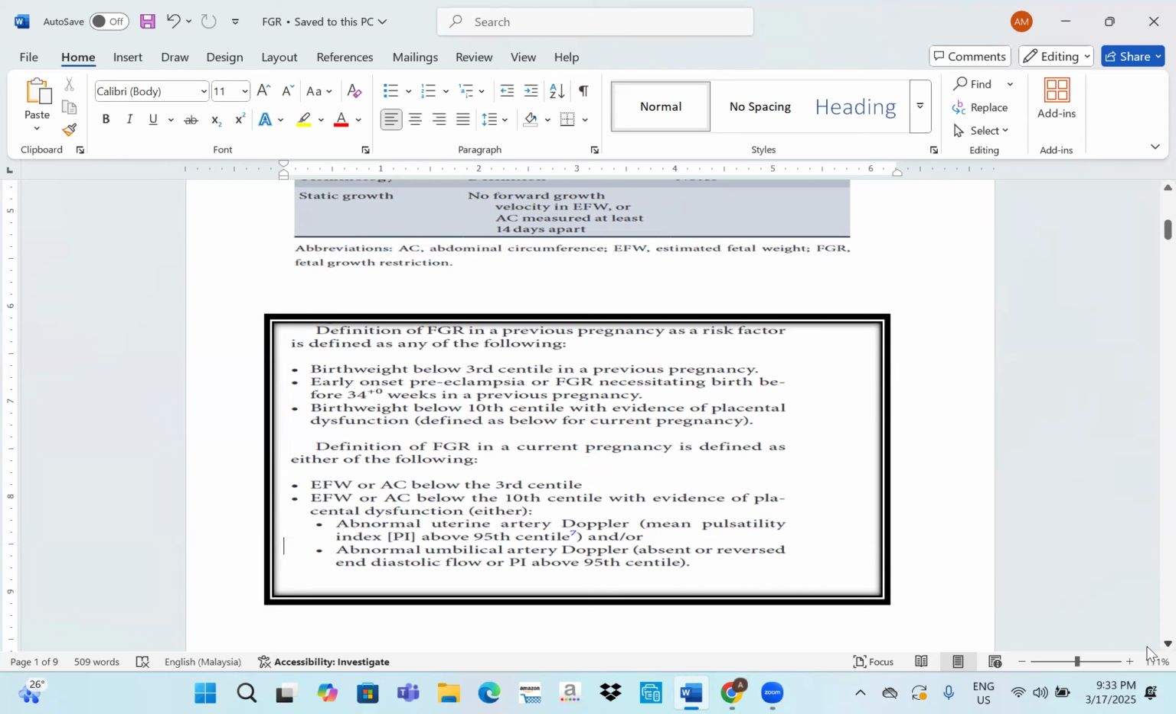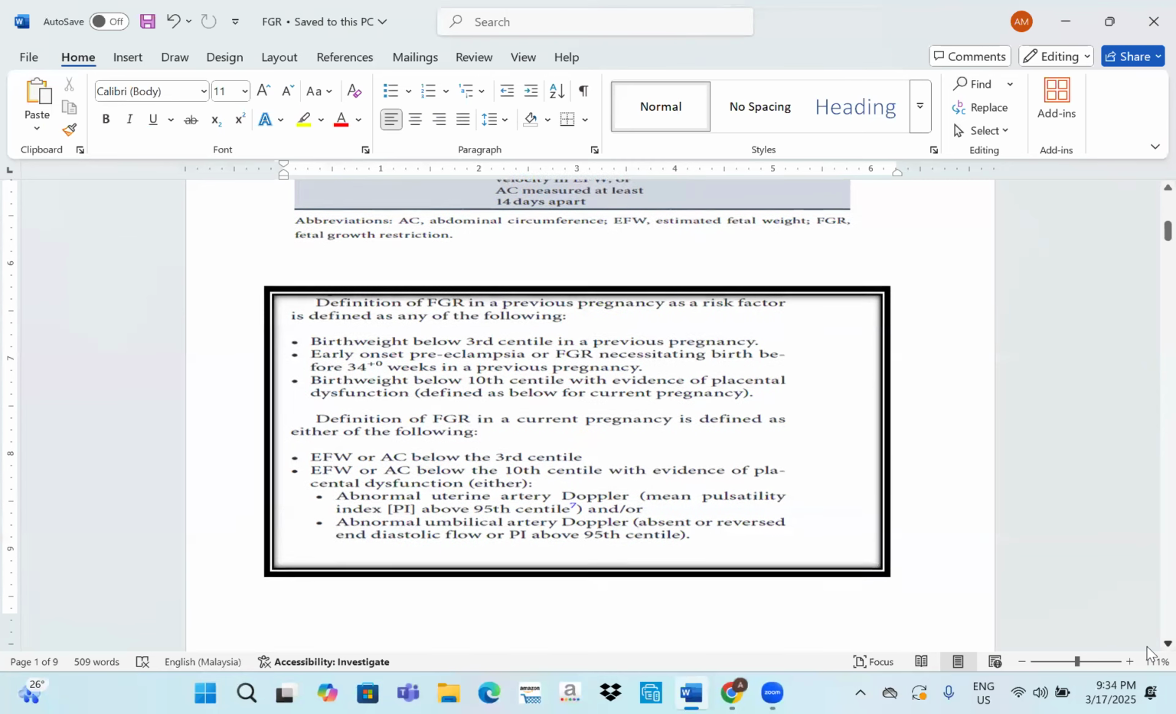So the previous and the current definitions should be in your mind along with the gestation of the early onset and the late onset. Because further in the guideline, they have explained on what basis you will say the patient has early onset FGR, and on what basis you will say it is the late onset. Okay.